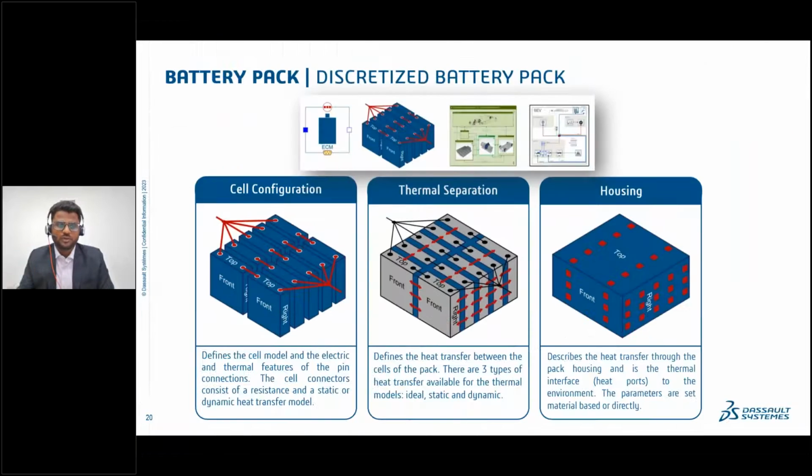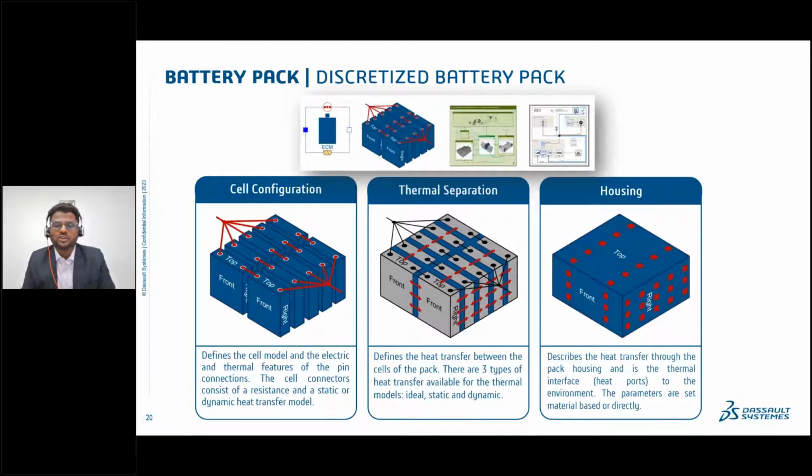Now, let's go a bit deeper into the discretized simulation layer itself. Within discretized simulation, the user has the option to define the cell configuration, the thermal separation, and the housing parameters. Within cell configuration, you can define how the cells are connected in series and parallel, how many cells there are overall in your battery pack, and how many modules they are further divided into.